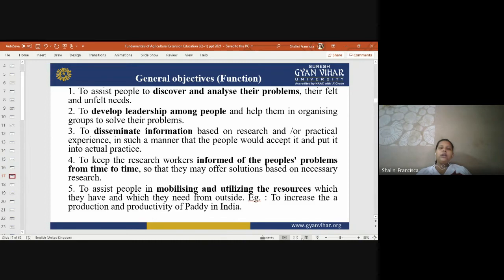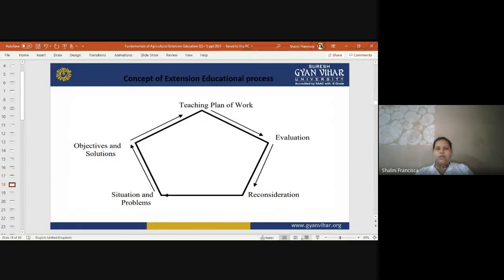Then mobilizing and utilizing the resources. It's not like whatever is grown in the village is sold in the village. We have to give them a platform so that they can increase the production and sell that in the market. We have to mobilize people to understand that this much is enough for my family, and now I can sell this much outside the village so that I can earn a good living out of it.